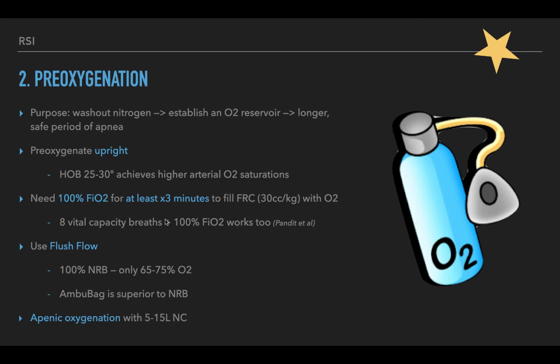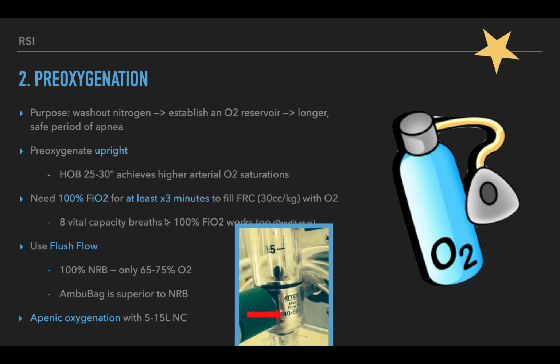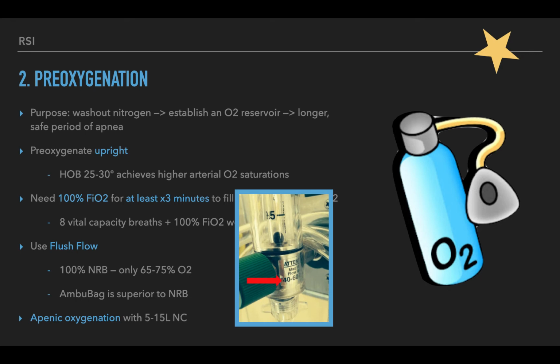And then we have to use flush flow. So what do I mean by that? Again, using that non-rebreather at 15 liters is not actually achieving 100% FiO2. You have to crank that little dial and get this ball to go all the way up to the top, as high as it'll go. And if you look closely at the oxygen apparatus, it'll have a little sticker on the side that tells you it's max flow or it's flush flow. In this case, it's 40 to 60 liters per minute. So that's way higher than 15 liters per minute.